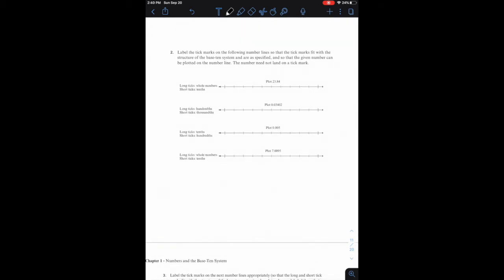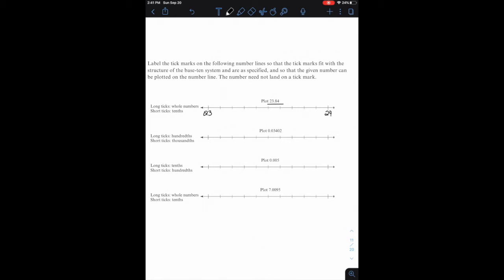In number 2, let's see what we can think about here. Label the tick marks on the following number lines so that the tick marks fit with the structure of the base 10 system and are as specified, and so that the given number can be plotted on the number line. The number need not land on a tick mark. So the long tick marks have to be whole numbers. So what whole numbers does this number lie in between? Between 23 and what's the next whole number?